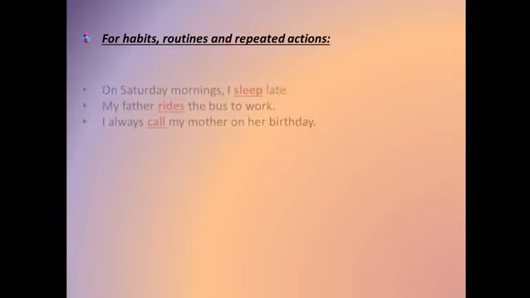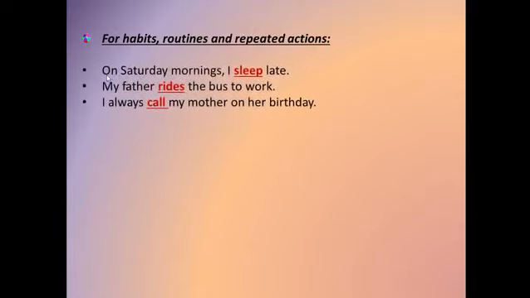Okay, the third thing that we use the present simple for is for habits, routines, and repeated actions. Do you remember what Amy said? She said, I drink a cup of milk every morning. So this is something that happens each and every morning. So this is a habit, a routine, something that always happens every morning, every week, every day, every month. Okay, something that is always happening.